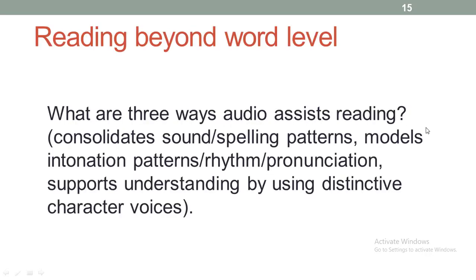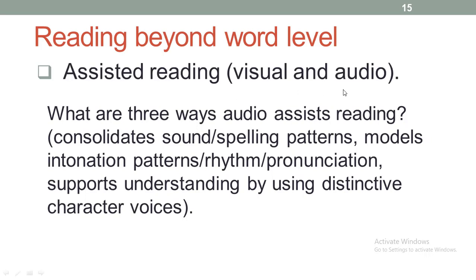Reading beyond the word level is assisted reading, visual and audio. What are 3 ways audio assists reading? Consolidating sound, spelling patterns, models, intonation patterns, rhythm, pronunciation, and supporting understanding by using distinctive character voices. And by distinctive we are referring to types of individuals and characters that the book uses in order to act or in order to explain a particular topic or particular text.